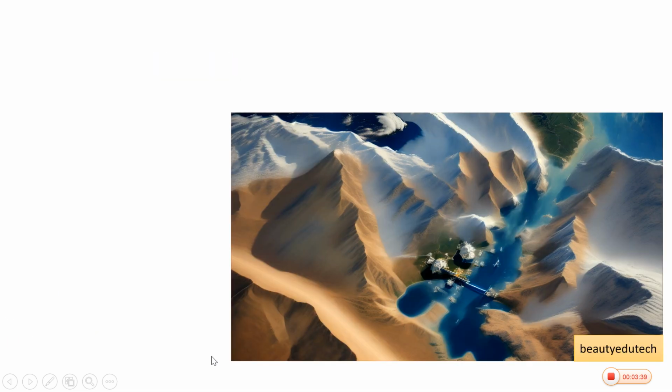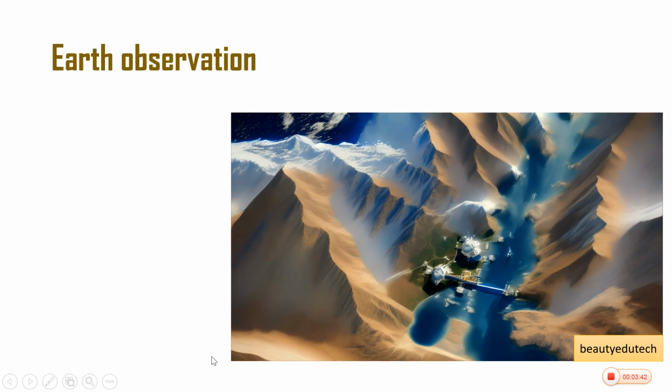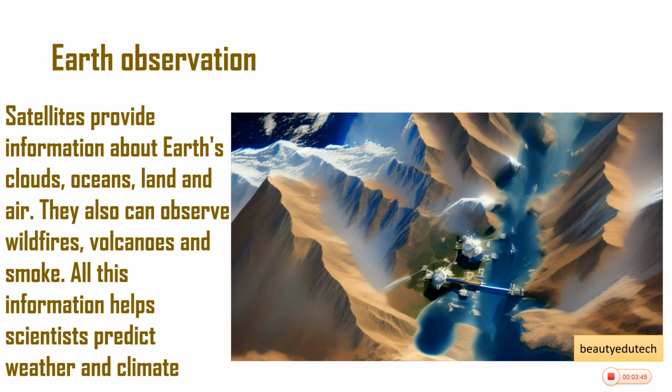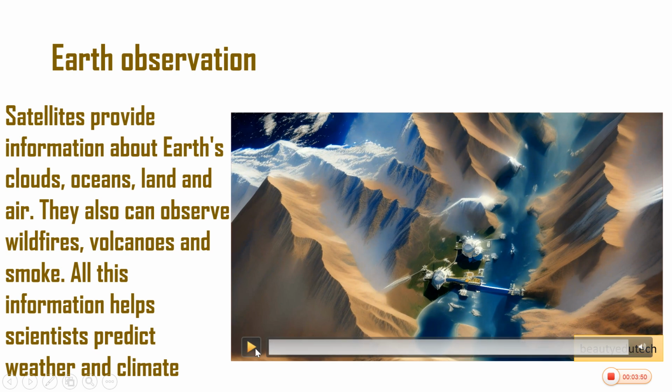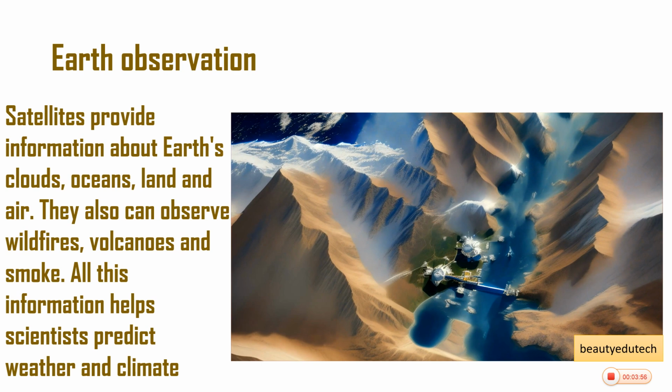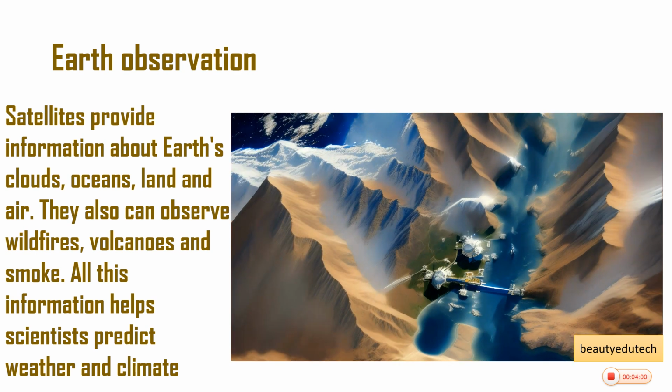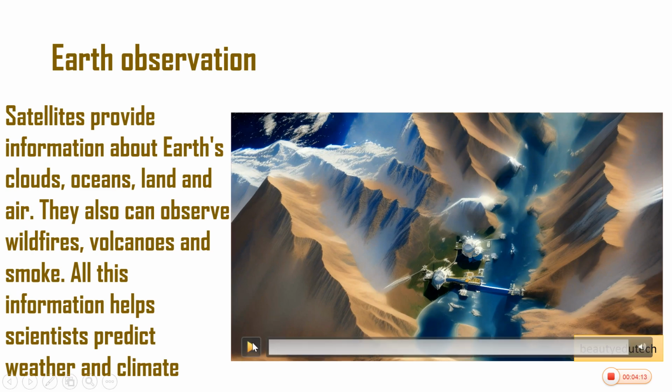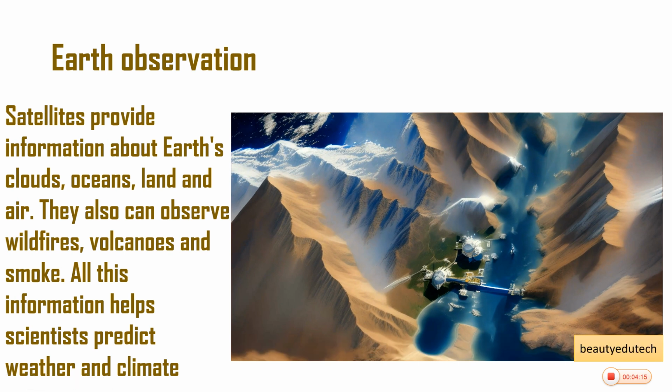The satellite is also used in Earth observation. Satellites provide information about the Earth's clouds, ocean, land, and air. They also observe wildfires, volcanoes, and smoke. All this information helps scientists predict weather and climate. The image on the screen is showing us the picture of the Earth or a video of the Earth from above, from the outer space. This image was taken from outer space, but it was taken from a shot from above.